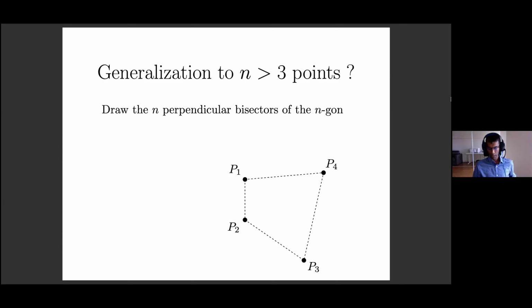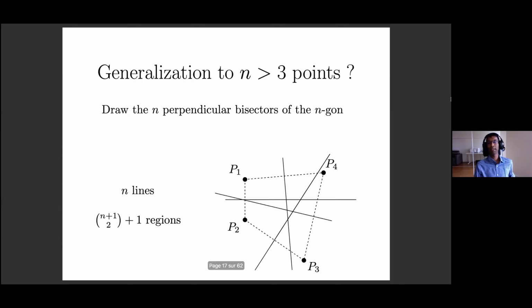So maybe something easier, you just pick little n points and you draw the n-gon. Then you draw the perpendicular bisectors of the n sides. So you have little n lines, and little n plus 1 choose 2 plus 1 regions. But again, it's difficult to characterize the configurations of points and lines that you can have like this, because already it's not easy to describe the configuration of regions. In the case of 3 points, there were 6 regions which were ordered cyclically, but here there is no order between the regions.